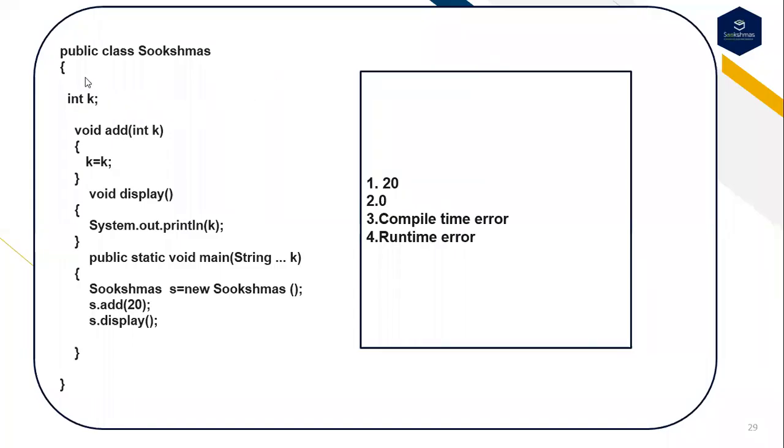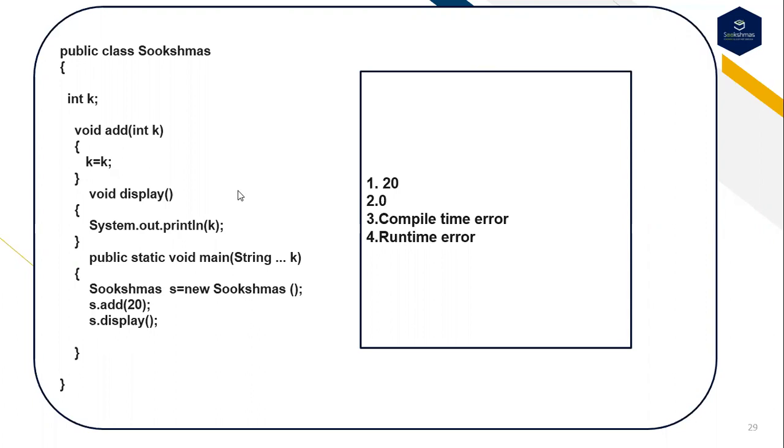This is the fourth question. Public class Sukshmas { int k; void add(int k) { k = k; } void display() { System.out.println(k); } public static void main(String... args) { Sukshmas s = new Sukshmas(); s.add(20); s.display(); } }. This three dots indicates the concept called variable arguments. I'm passing 20 to s.add, then s.display. Predict the output of this code.